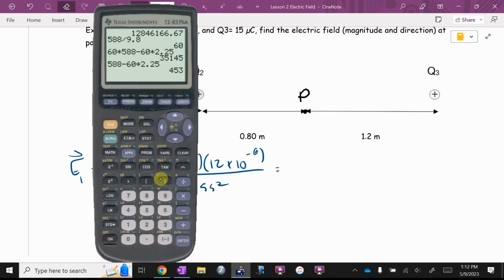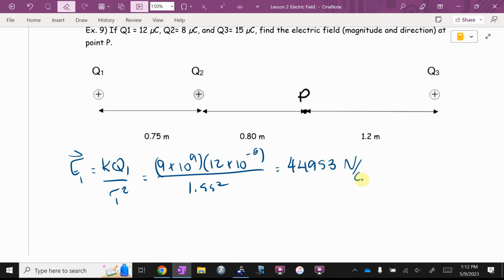Okay, 9 times 10 to the 9th times 12 microcoulombs divided by 1.55 squared. The magnitude of the electric field, I get 44,953, and since I'm not done, I won't round off. I'll just write that. Is that right? 44,953? Yep.